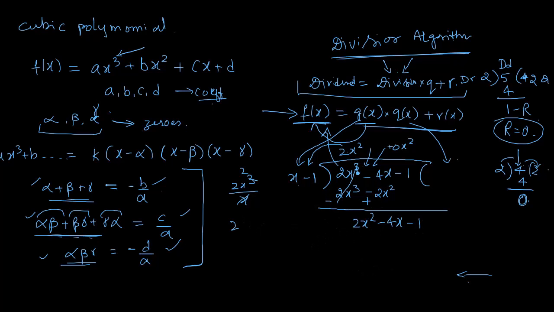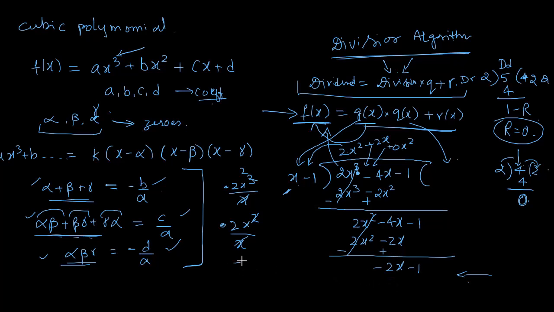Again, first term 2x square divided by the first term of the divisor. Every time, the dividend's first term divided by the first term of the divisor, that gets cancelled, I get 2x. So I'm going to write here plus 2x, with the sign. Always take it with the signs. Plus 2x into x is 2x square, and 2x into minus 1 is minus 2x. Signs change, subtraction, that gets cancelled. Minus 4 plus 2 is minus 2x, minus 1.